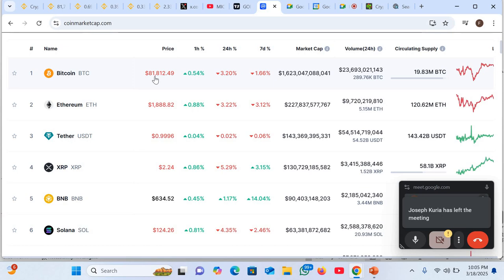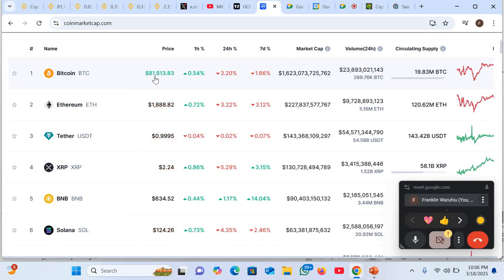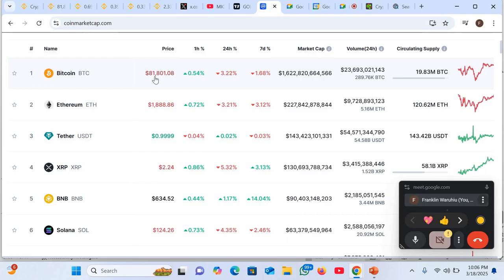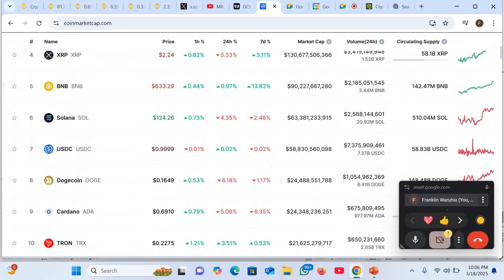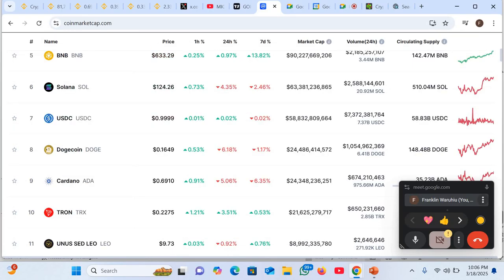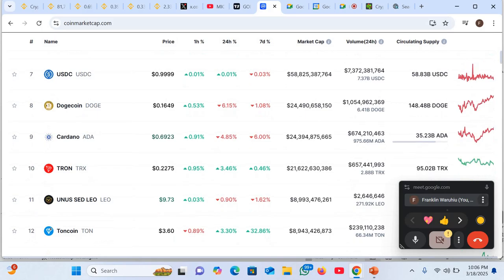Also, there is another cryptocurrency exchange that also has its own. Bitget, Bitget also has its own cryptocurrency. So the largest is Solana. It's one of the biggest ecosystems that we have in the cryptocurrency space. We have USDC. We also have Dogecoin. Dogecoin is one of the biggest meme coins that we have.